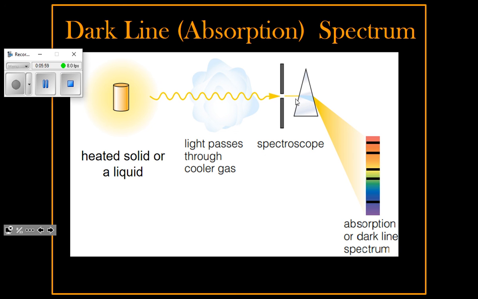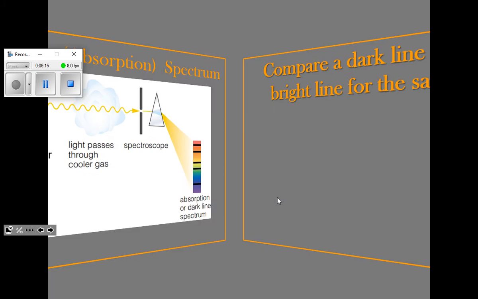So the whole spectrum doesn't get through. That light of that particular color is absorbed by this gas. So every different element again will absorb different wavelengths, different colors, different frequencies. So that can be used.